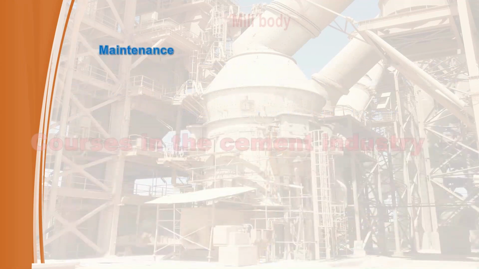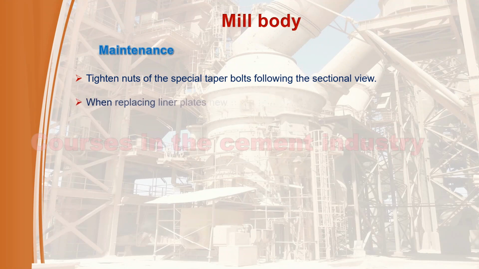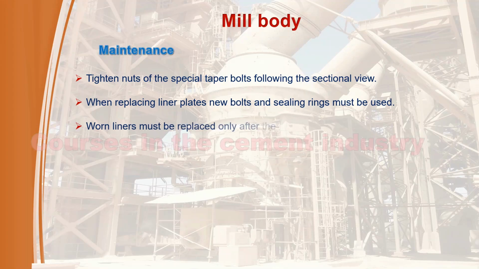Maintenance for mill body. 1. Tighten nuts of the special taper bolts, following the sectional view. 2. When replacing liner plates, new bolts and sealing rings must be used. 3. Worn liners must be replaced only after the ribs are washed off and the basic material starts eroding.